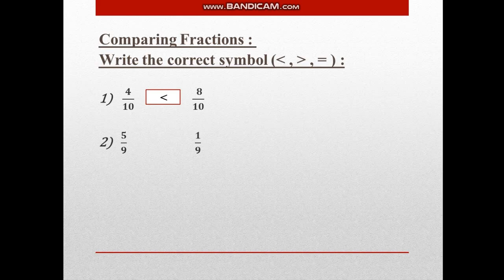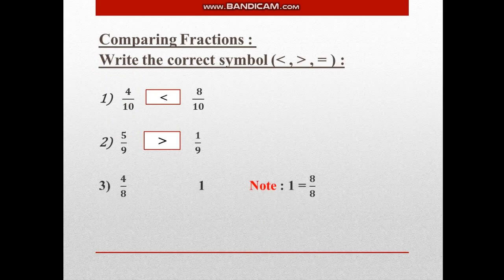Number 2, I have 5 ninths and 1 ninth. Now I want to put less than, greater than, or equal. First I look at the denominator. Do I have equal denominators? Yes, it's 9. So I look at the numerators. In the first fraction I have 5 and in the second fraction it is 1. We know that 5 is greater than 1, so 5 ninths will be greater than 1 ninth.